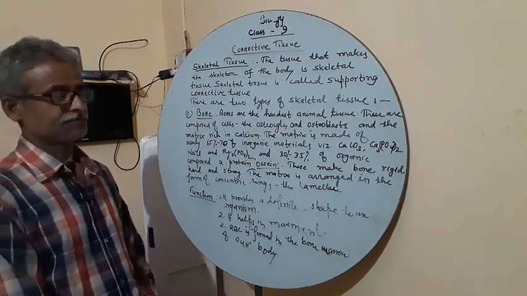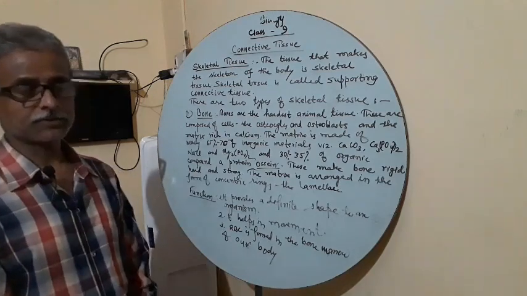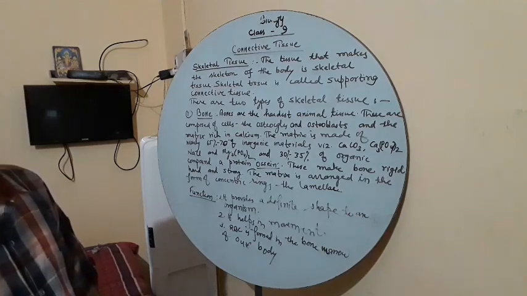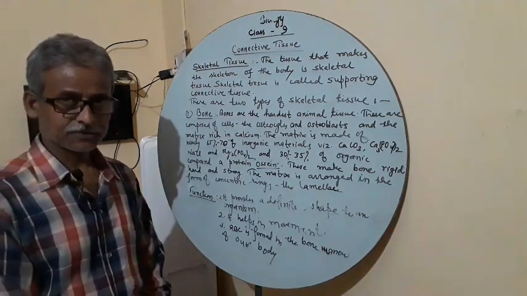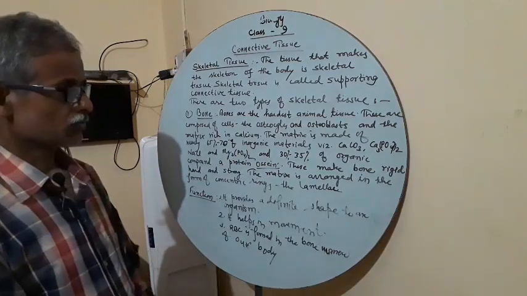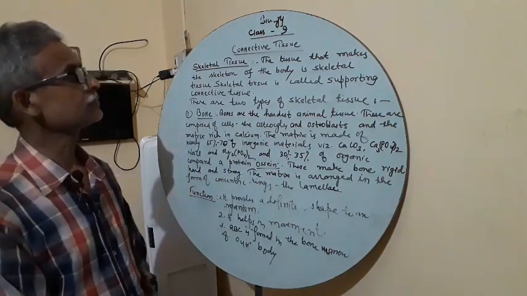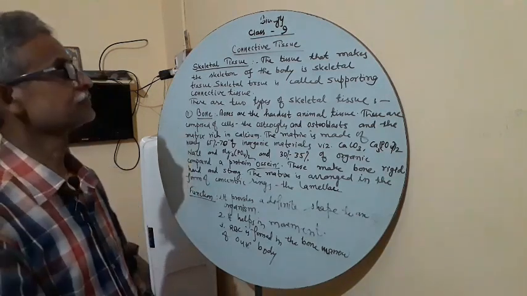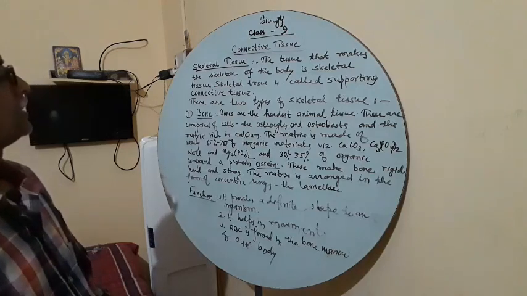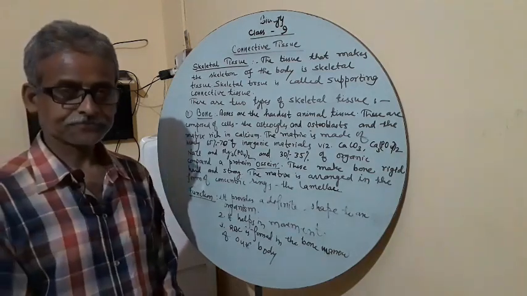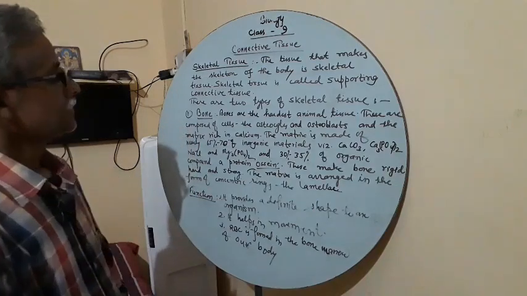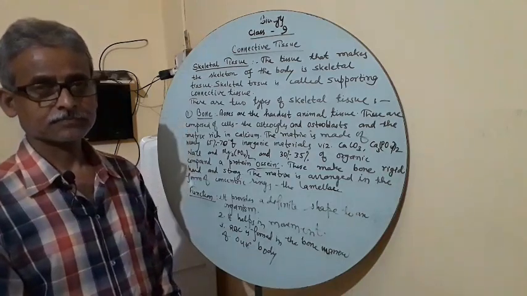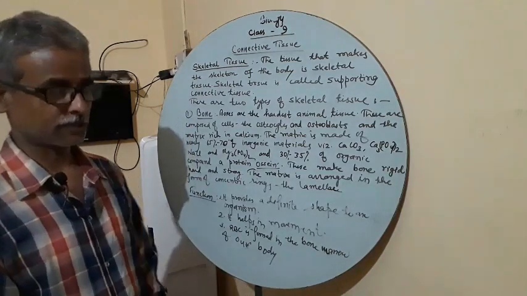Bones are the hardest animal tissue. These are rigid, these are strong, these are composed of special cells well known as osteocytes, which develop from osteoblasts, and matrix, which is rich in calcium compounds, calcium phosphate and calcium carbonate.